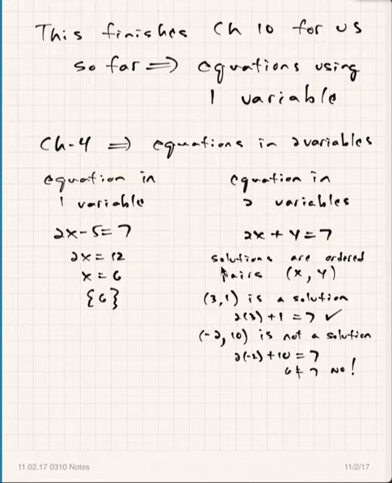All right, and so the solutions look different, first of all, for an equation in two variables. For an equation in one variable, you just get a number, 6. For an equation in two variables, you get an ordered pair like 3, 1. So that's one big difference between equations in one variable and equations in two variables. Another big difference is typically the number of solutions you get. This equation in one variable has just one solution.